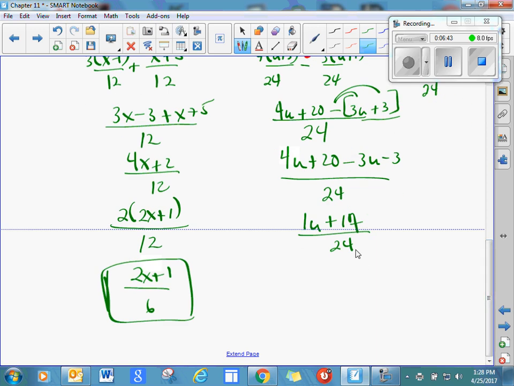And there are no common factors. There's nothing else that'll cancel out. So u plus 17 over 24 is the final answer.